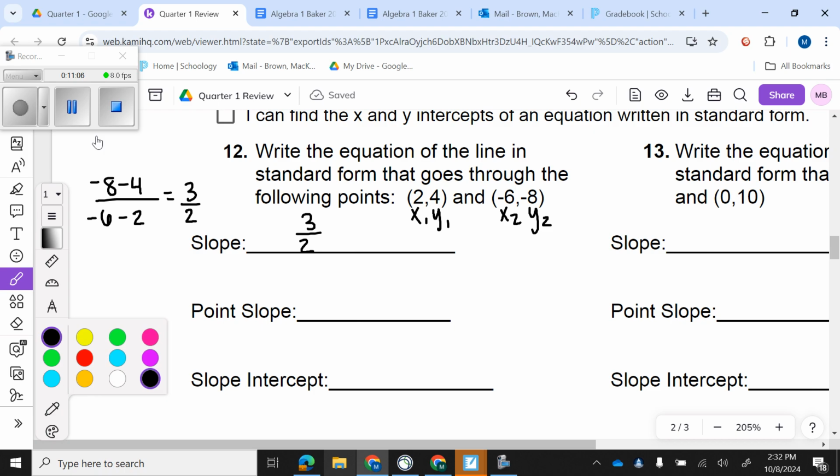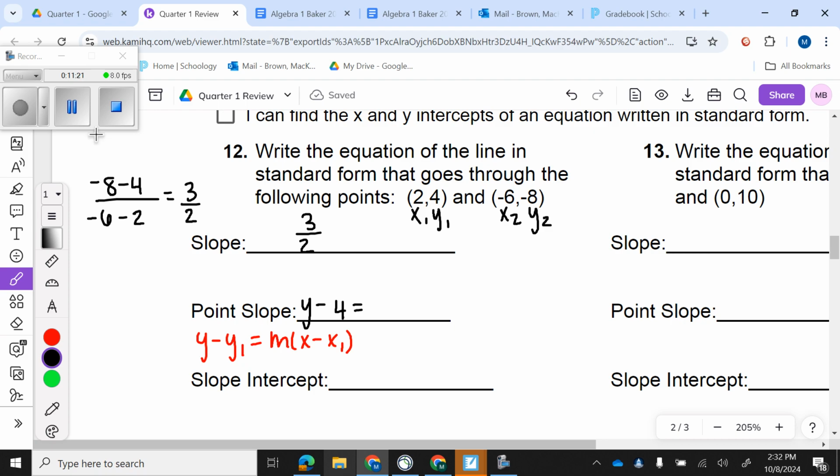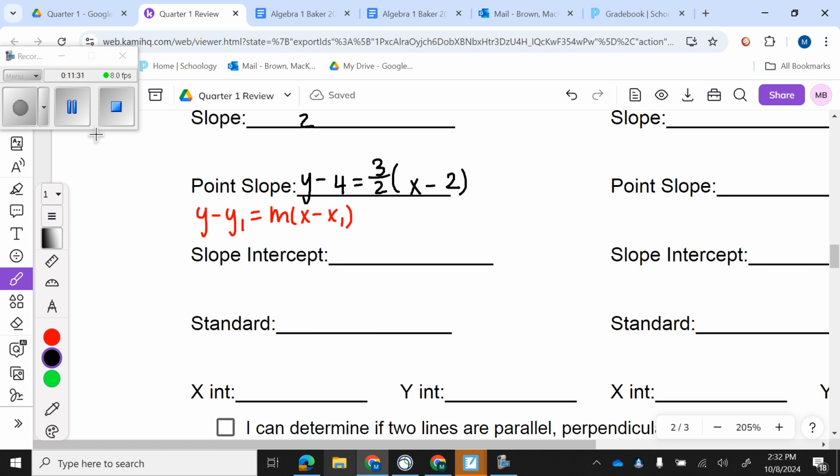Now I'm going to write it in point slope, which is y minus y1 equals m times x minus x1. All right, so when I rewrite this, I'm going to have y minus, my y1 is 4, equals, m is your slope, so 3/2, parentheses, x minus, my x1 is 2. All right, to get to slope intercept, I'm going to have to distribute. Okay, and I'm going to have y minus 4 equals 3/2x minus 3.